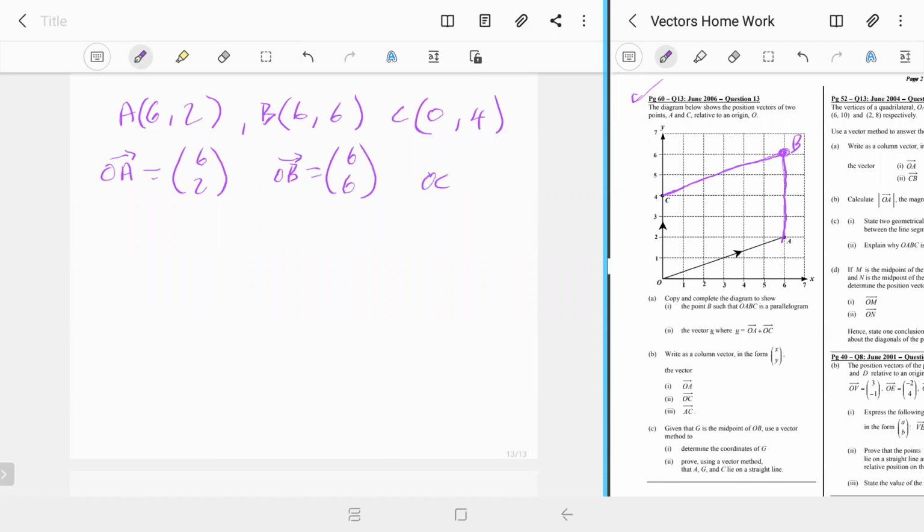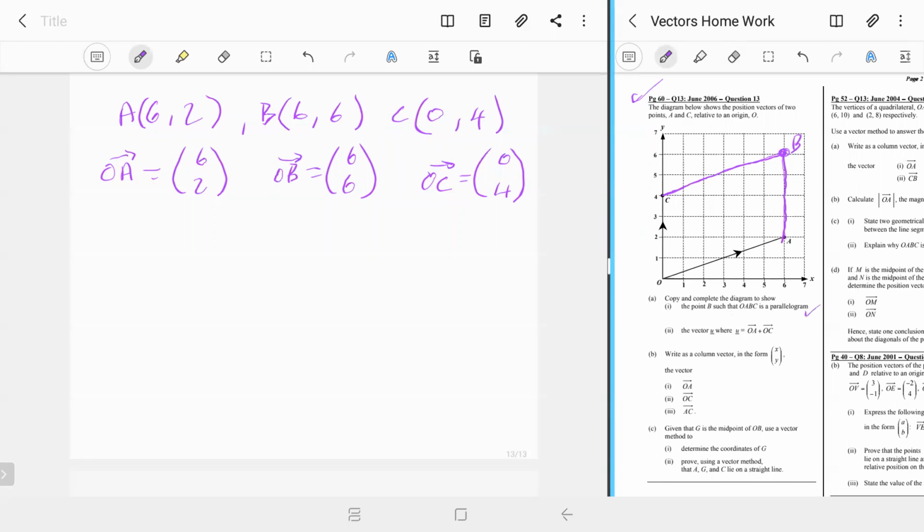And OC, if we need it, is 0, 4. All right. That's what I want us to do now. So we'll put in the point and finish that part already. So put in the point and draw the parallelogram. So that part done. Make a tick.